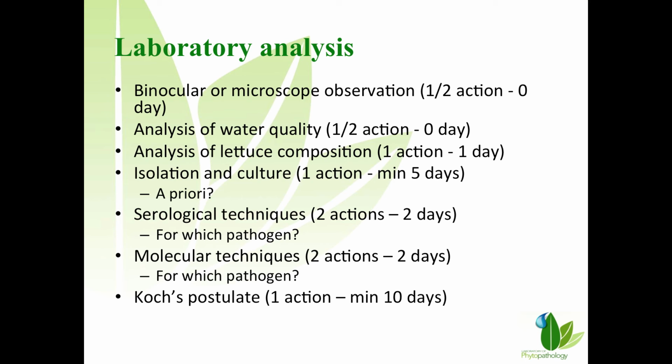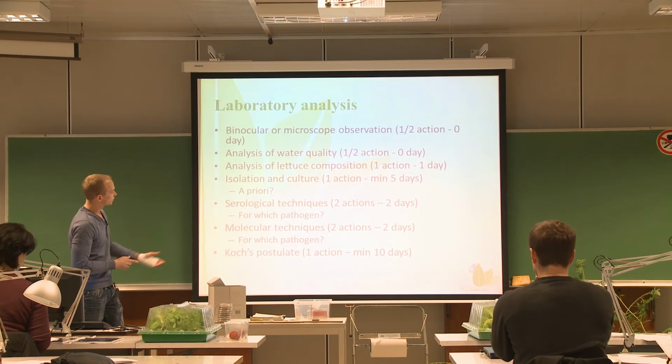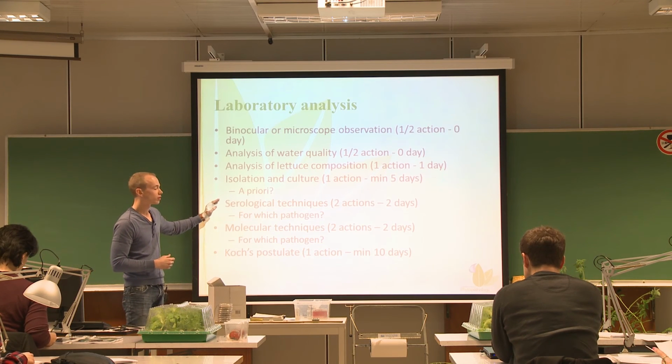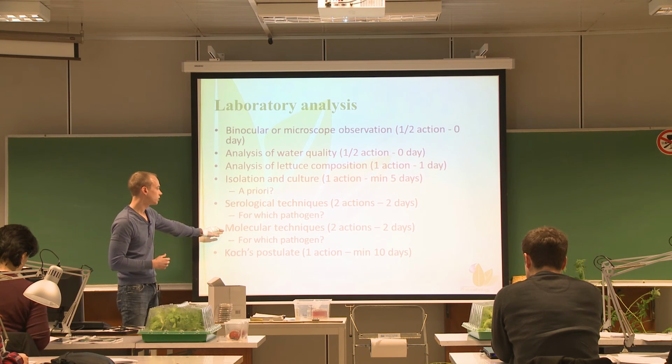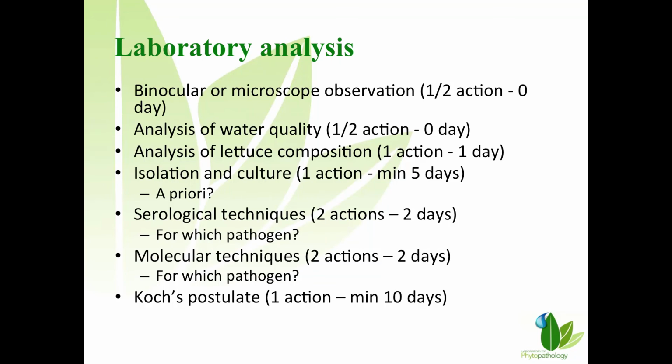So you have binocular and microscope observation, analysis of water quality, lettuce composition, isolation and culture, and perhaps here you need an a priori or not. And serological techniques, so you need to know which pathogen it is for. The same for molecular techniques, and you can also do Koch's postulate. If you choose to make a laboratory analysis, what is the best solution, with less cost or less time? The best choice.